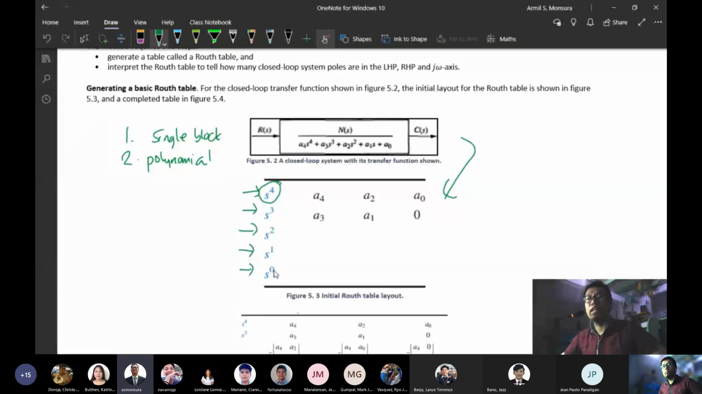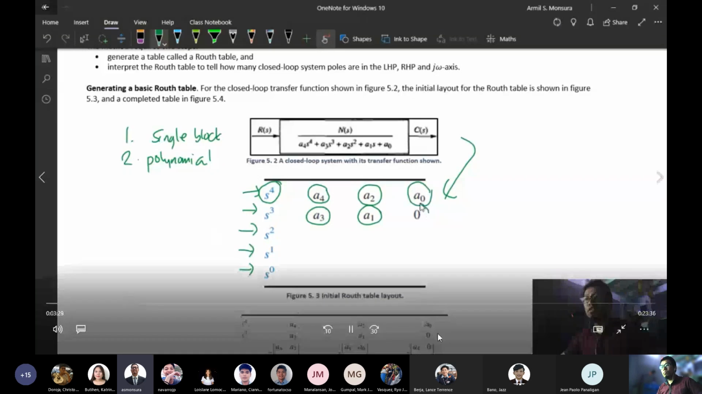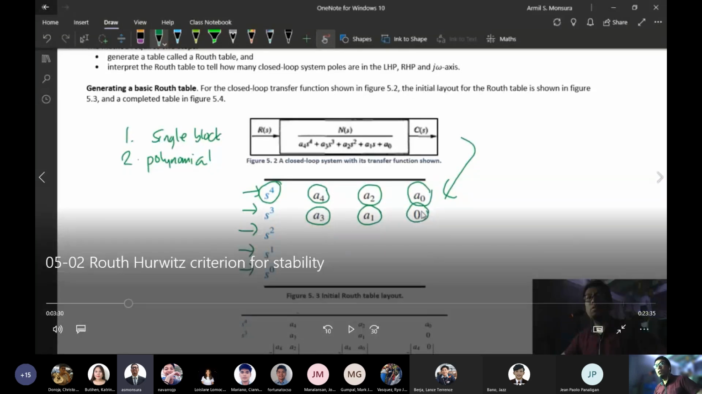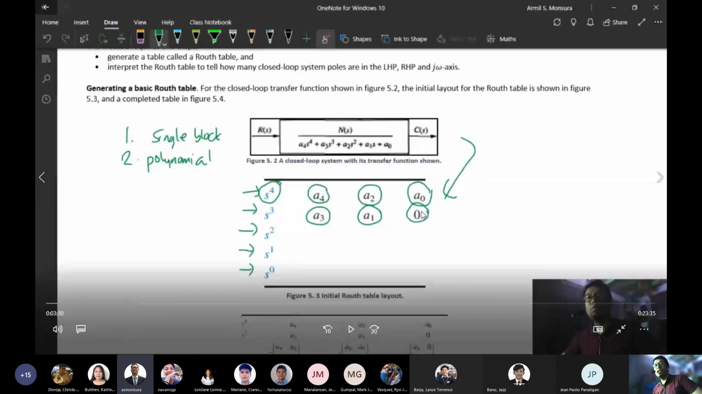So, yun yung constant. Okay? Now, yung coefficients ngayon, ilalagay nyo dito. So, ang arrangement is, ito yung coefficient para sa S to the fourth, ito yung coefficient para sa S cube, ito yung coefficient para sa S squared, ito yung coefficient para sa S, tapos ito yung coefficient para sa constant. So, kung meron pang iwan na isang space, consider that to be 0. Maliwanag yung placement na yon sa initial layout ng route table.